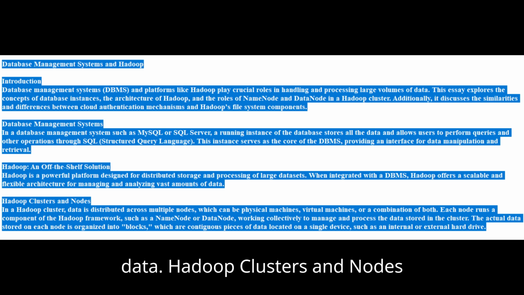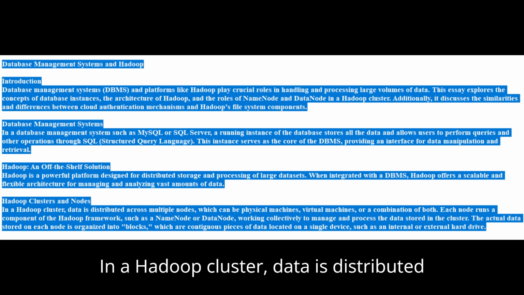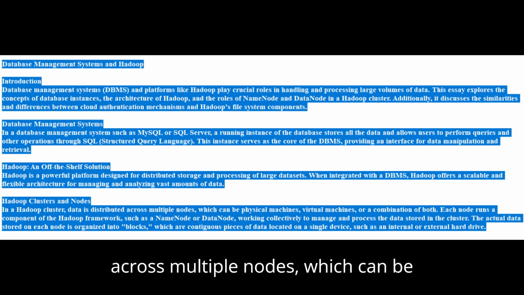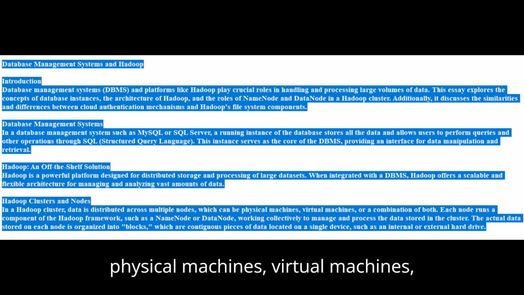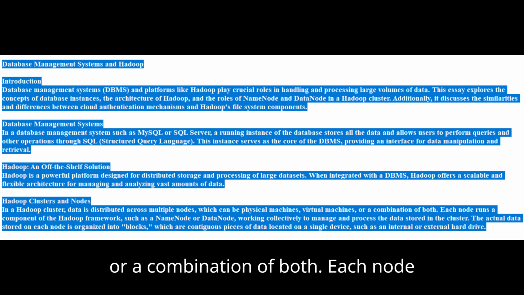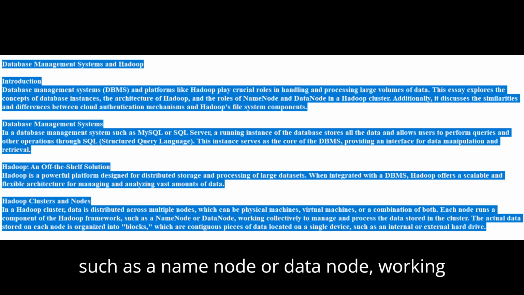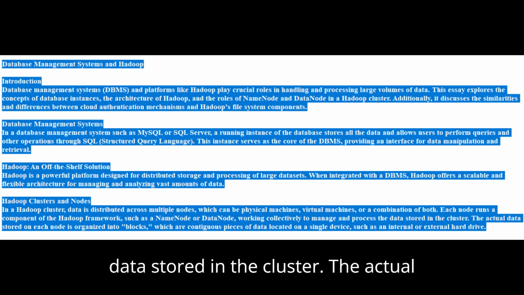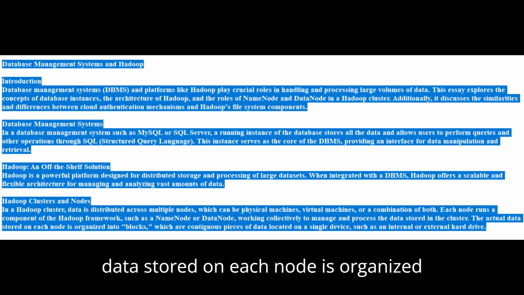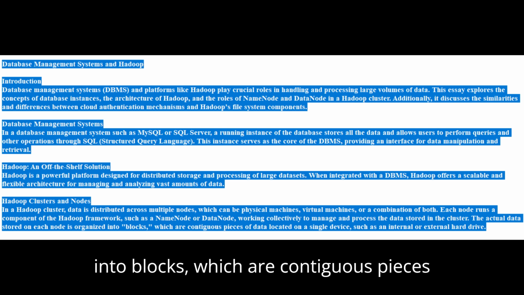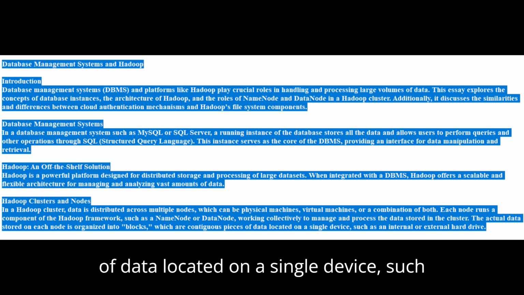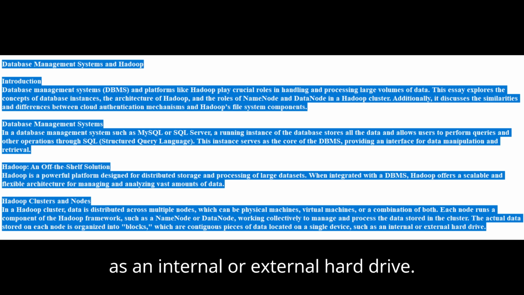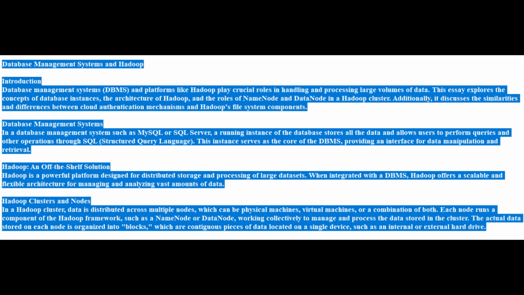Hadoop clusters and nodes. In a Hadoop cluster, data is distributed across multiple nodes, which can be physical machines, virtual machines, or a combination of both. Each node runs a component of the Hadoop framework, such as a NameNode or DataNode, working collectively to manage and process the data stored in the cluster. The actual data stored on each node is organized into blocks, which are contiguous pieces of data located on a single device, such as an internal or external hard drive.